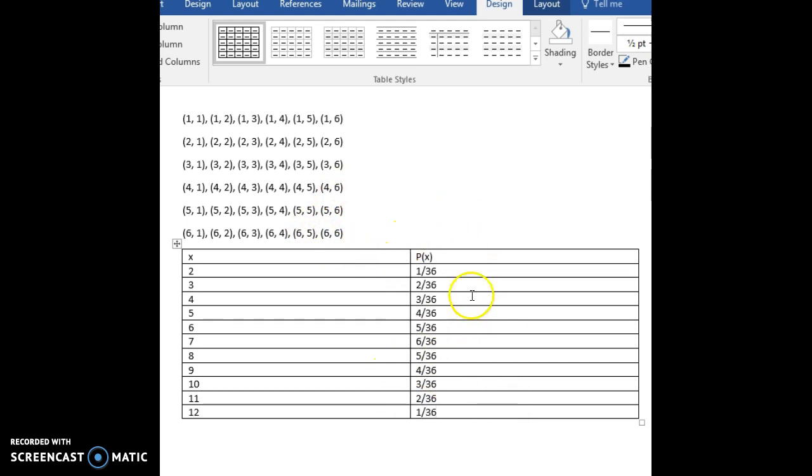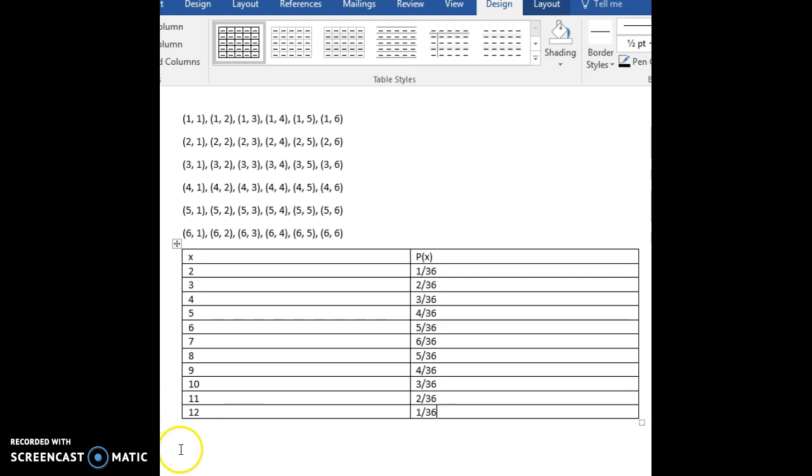And if we add these up, 1 and 2 is 3, plus this 3 is 6, 10, 15, 21, 26, 30, 33, 35, 36 out of 36, it adds to 1, which will always be the case for our probability distribution. All right, so that was the first part of our question. We had to find the probability for each one of these.